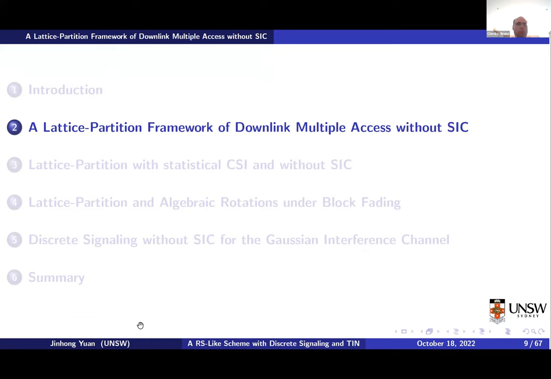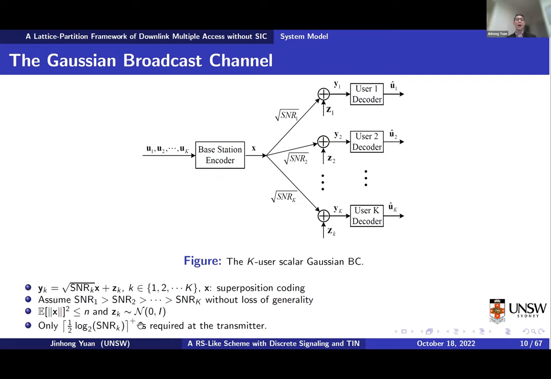Now let's take a look at what a lattice partition framework is for downlink multiple access without successive interference cancellation. We consider a very simple broadcasting channel. We have K users, U1 up to UK, with their messages, and we are going to broadcast these messages to the K users. But before that, we do superposition coding, and we form the transmitter signal X as a combination of the messages U1 up to UK.